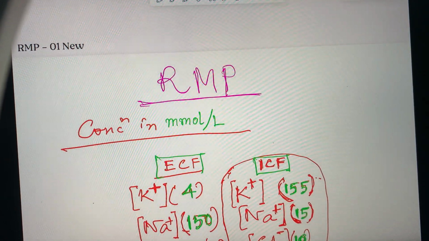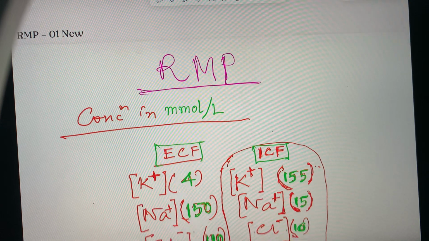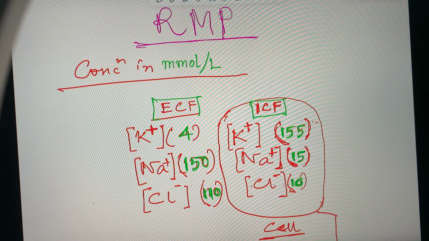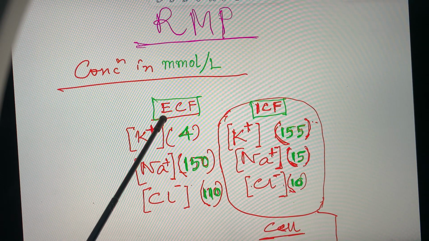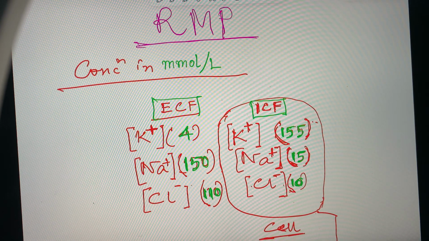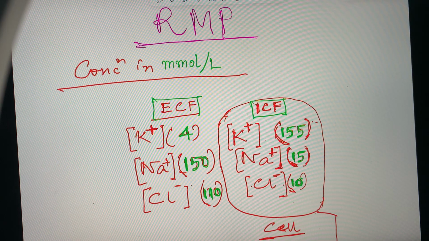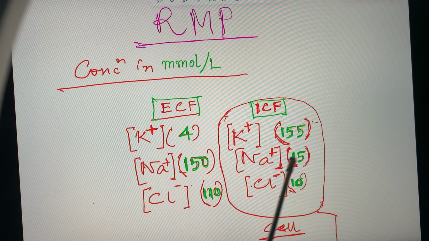Now let us show the difference in concentration of different ions between the extracellular fluid and intracellular fluid. You can see in the intracellular fluid, the potassium concentration is 155, all concentrations in millimole per liter. So potassium concentration in the intracellular fluid is 155 millimole per liter. In sodium it is 15 millimole per liter.